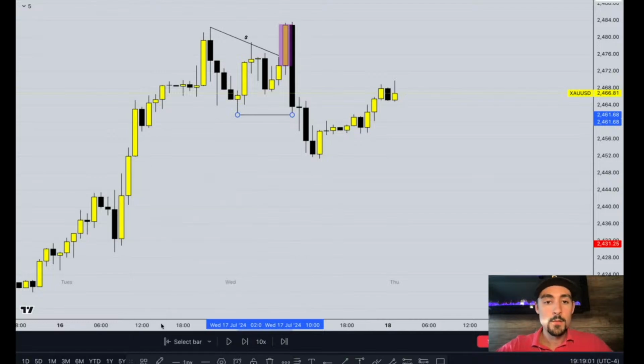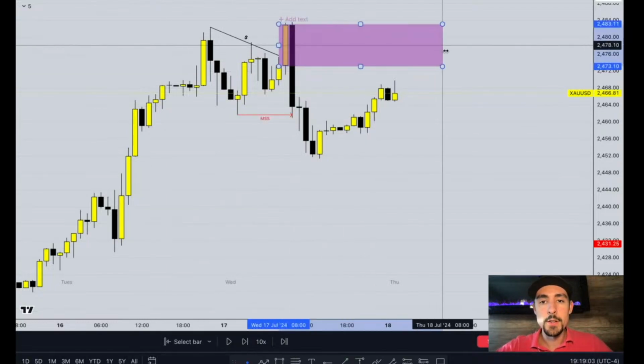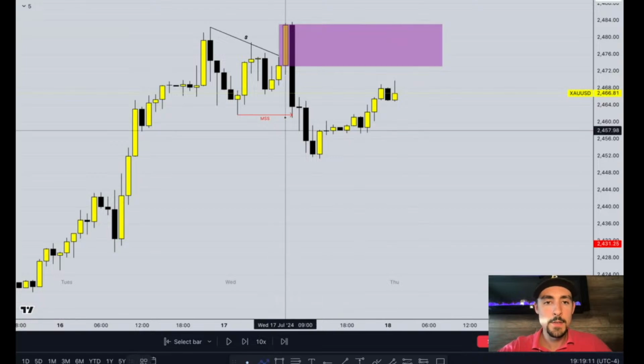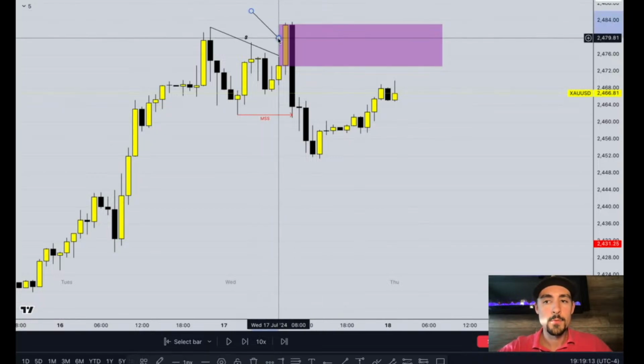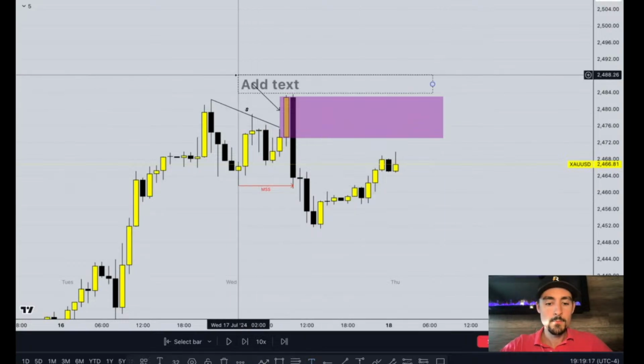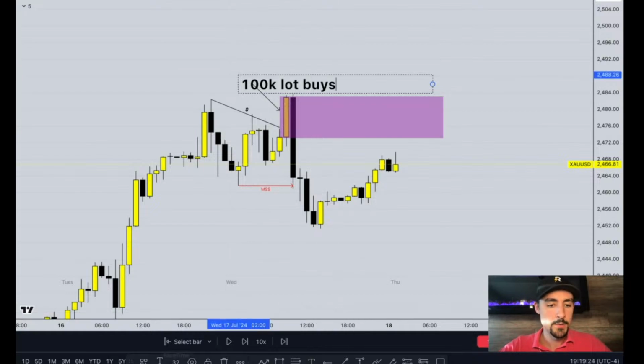Okay. So this right here would be a point of interest. It would be an order block that we would be looking to see price return into for shorts. The thinking behind this is that here, the institutions have sacrificed capital. So let's say it was 100,000 lot buys.